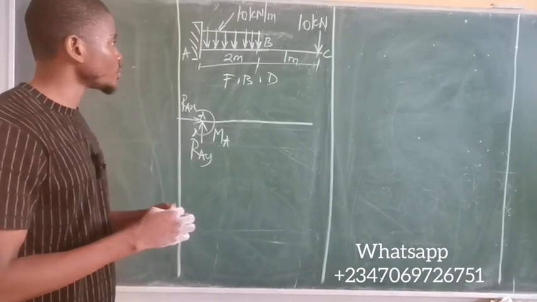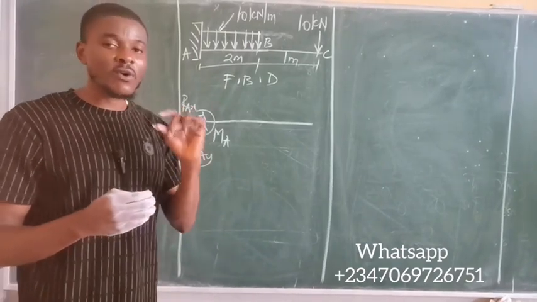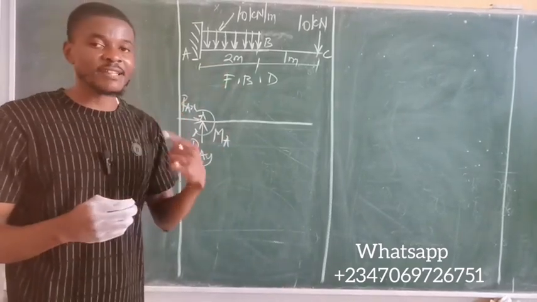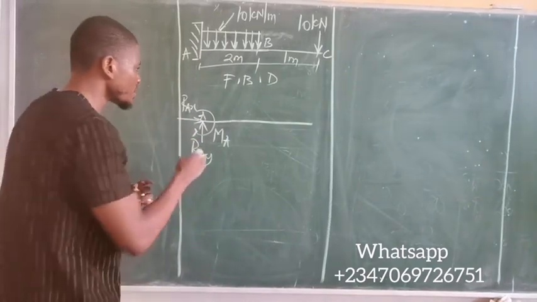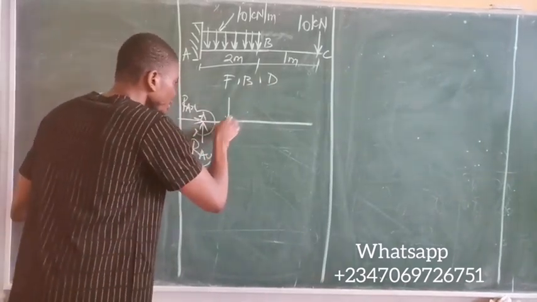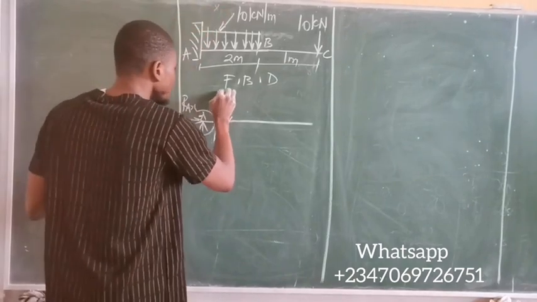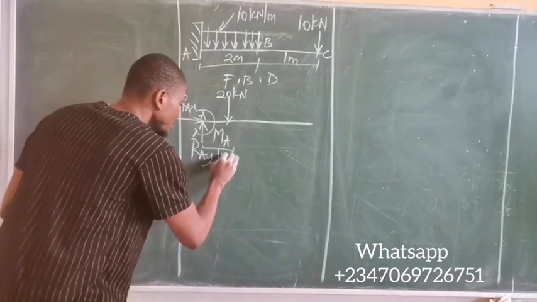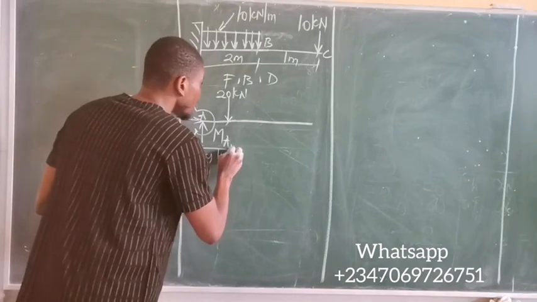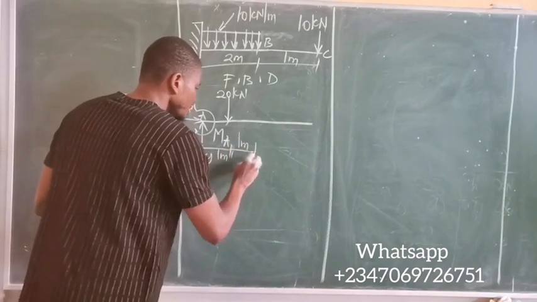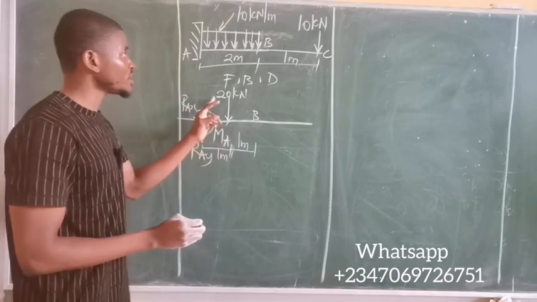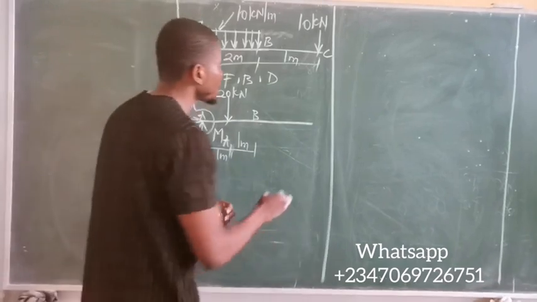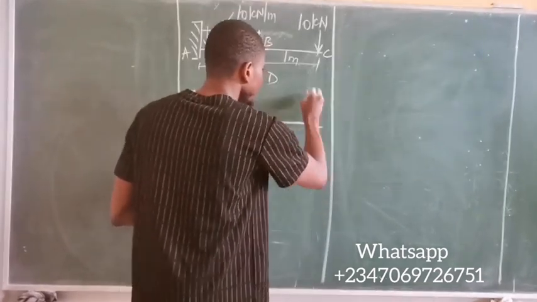Then, as I said, you place this point load at the middle of the length covered by the UDL. The length of the UDL is 2 meters, and the middle of 2 is 2 divided by 2, which is 1 meter. So we have the UDL as a point load here, which is 10 times 2, which is 20 kilonewtons. The distance from point A to the point load is 1 meter, and the distance from the point load to point B is also 1 meter. So this is point B. Finally, we have a 10 kilonewtons load at point C.